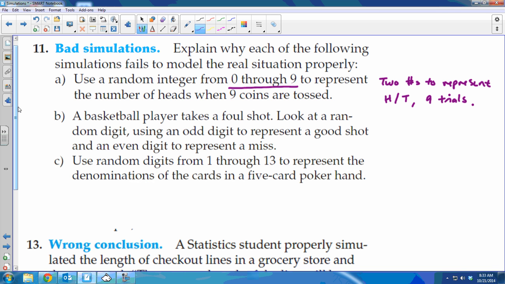Hopefully you're like an 80% foul shot shooter. If not, maybe you're 20%. You need to know what percent of the time they make these shots to assign those digits, right? You can't just assume it's 50-50 unless I told you it was 50-50. Okay, does that make sense? So we would need more info about how often the shot is made.